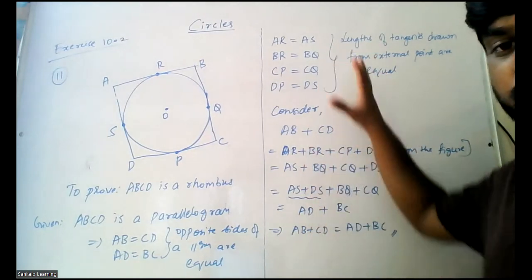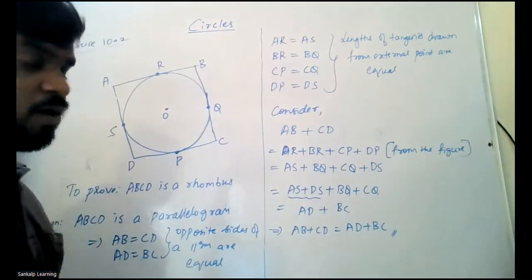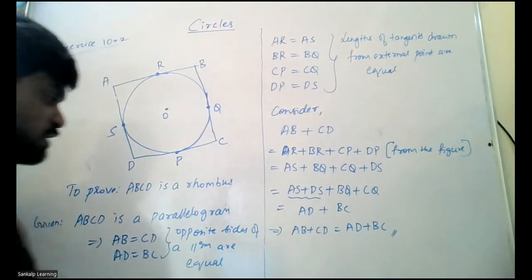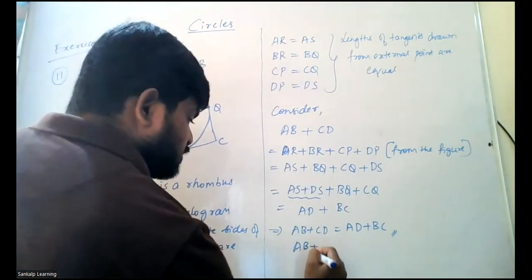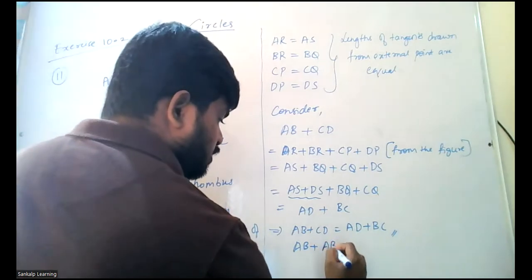The same way, whatever we did, the same thing we are going to do. From here, we'll make the changes. What are the changes? AB as it is plus CD can be written as what? AB. Observe. CD can be written as AB.